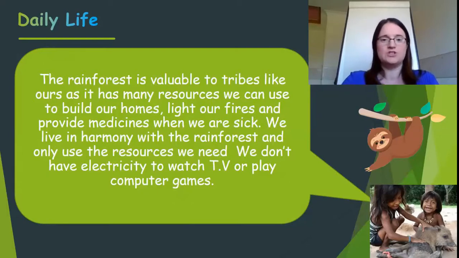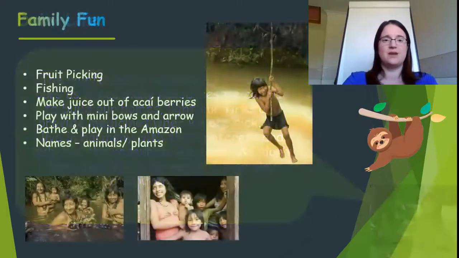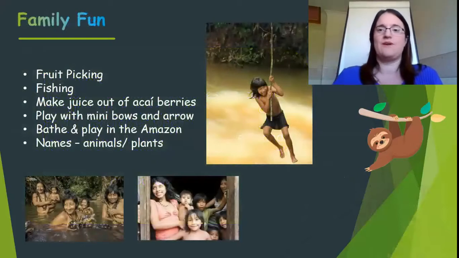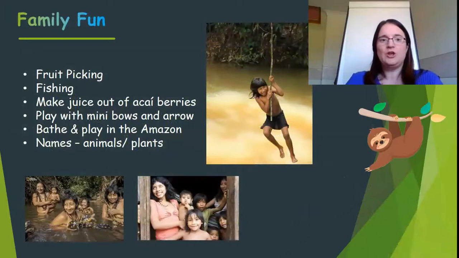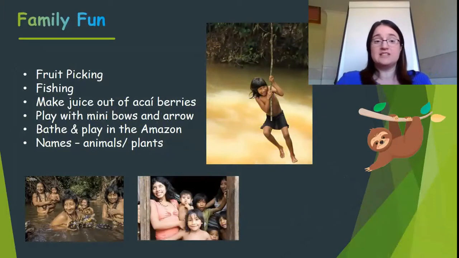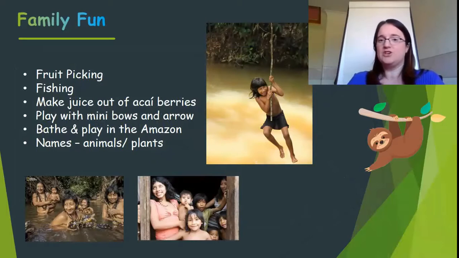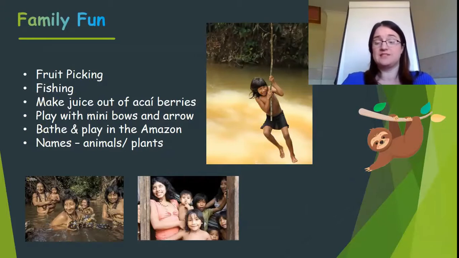So what do they do? What do they do in the day? Well, there are some of the things that they do. What's family life like? So if you are a part of an owl tribe, you might go with your family fruit picking. You might go with your family fishing. If you needed a drink, you might squash some acai berries and use the juice of the acai berries for a drink. You might go out and play with mini bows and arrows because you need to be really good at hunting. You need to have target practice to make sure that you're going to be able to hit those animals when you get older and you're expected to provide for your family.